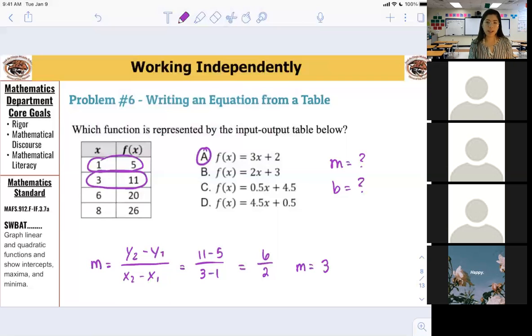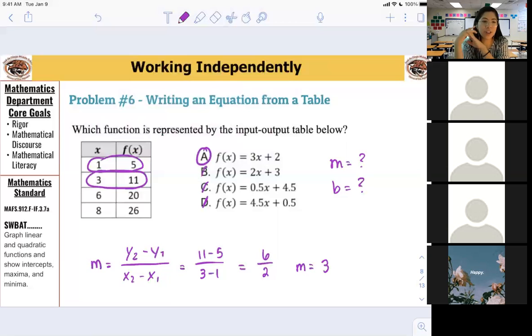Luckily, in this problem, as long as I figure out the slope, I was able to eliminate all the other answer choices. Yes, I did so much extra work. You did extra work. What did you do? I did everything.